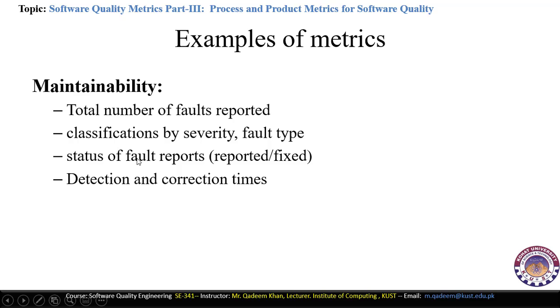Here we will identify the status of the fault reports, whether this fault has been fixed or the fault still exists and is not fixed. So we will identify the fault reports here. Detection and correction times means that a particular fault is detected and then also corrected, and that time is measured here and becomes an example of the metric.